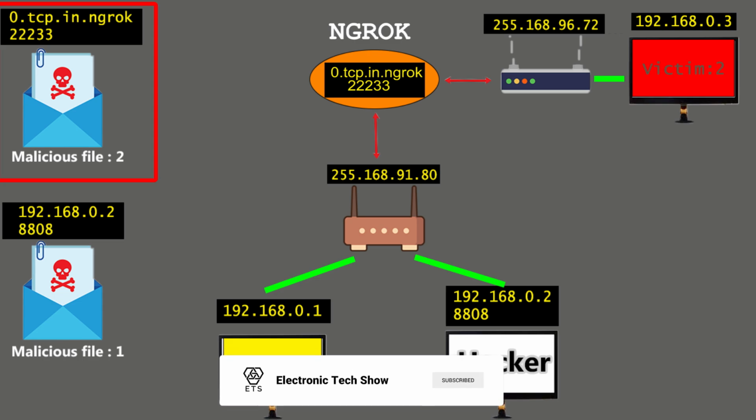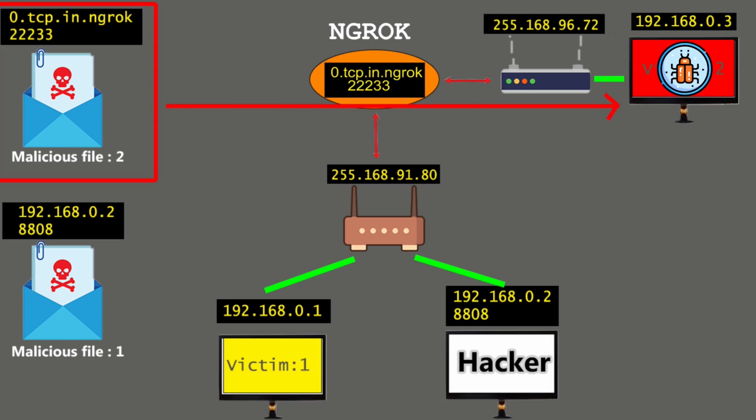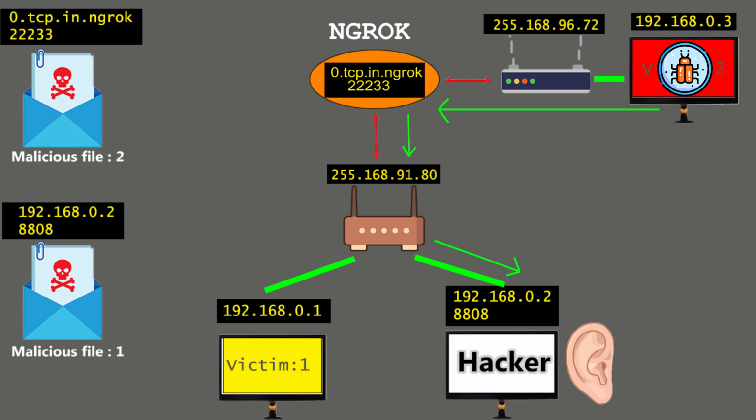So, we send malicious file 2 to the second victim, and on our side, we are listening on port 8808. If the second victim runs this file on their computer, the connection will first come to the Ngrok server, which is listening for a connection on port 22233, and then forwards that connection to our computer on port 8808.